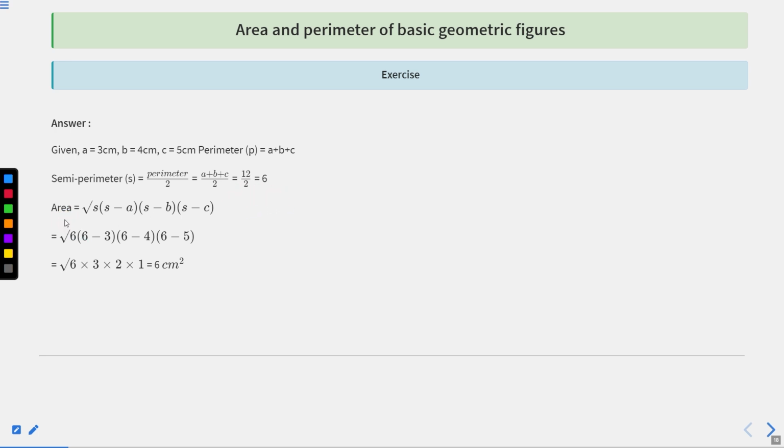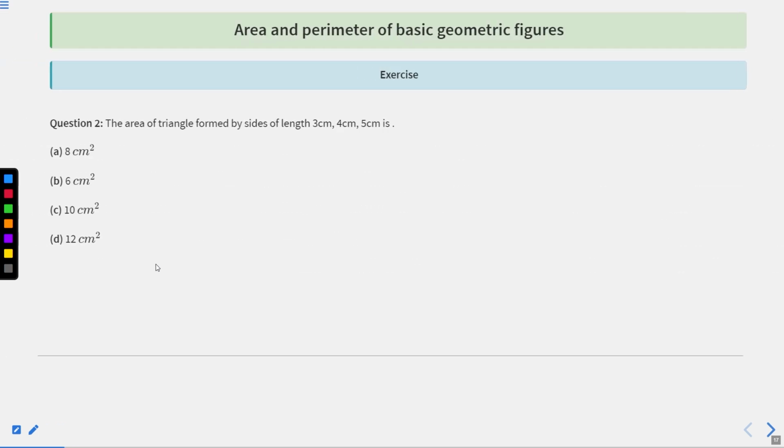So the area of the triangle using Heron's formula is under root S times (S minus A) times (S minus B) times (S minus C). So substitute the values of S, A, B, C. You will have root 6 into (6 minus 3) into (6 minus 4) into (6 minus 5). On simplification, you will finally get 6 centimeter square, which is option number B. So the correct answer should be option number B.